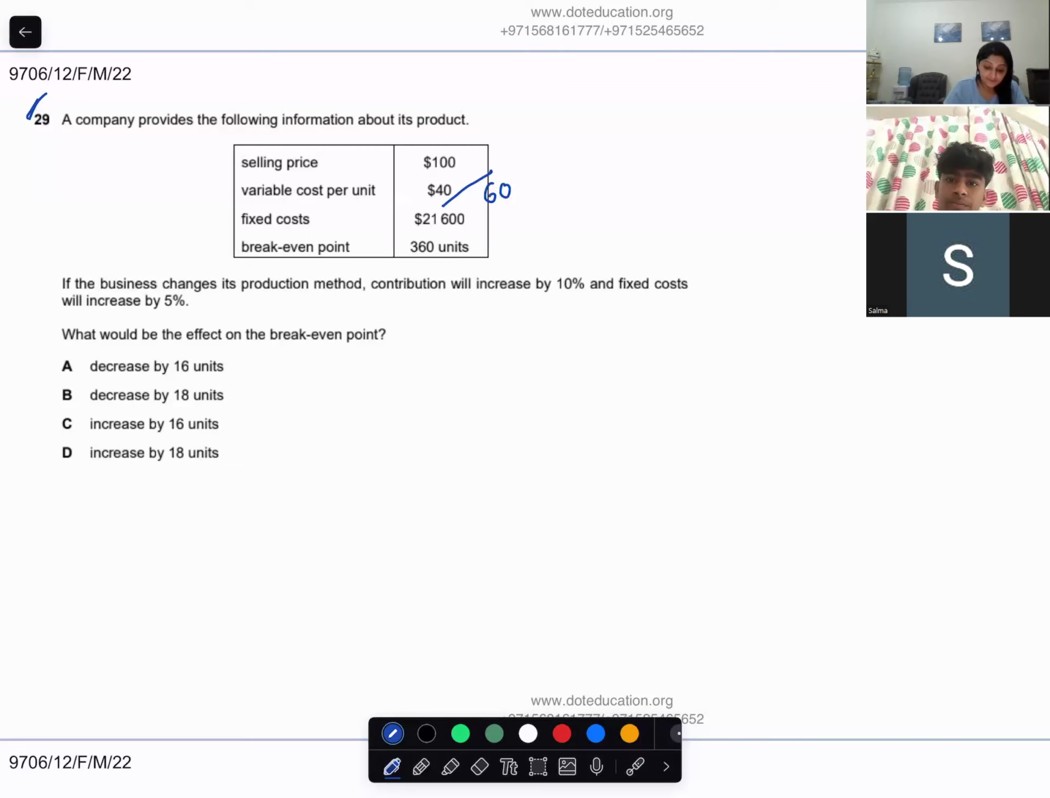Okay. The company is giving you this information. You have sales, variable cost, sales minus variable cost, your contribution is 60, fixed cost, and break-even point. If your business changes the production method, the contribution will increase by 10%. Our original contribution is how much? 60. So your original contribution is 60, it will increase by 10%. So if you change your method, your new contribution will become 60 into 110%. Your new contribution will become 66.